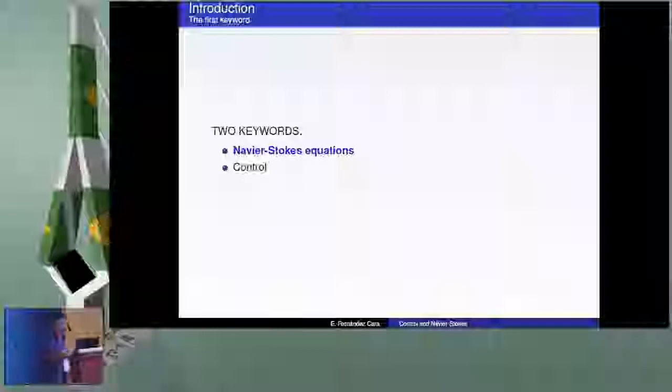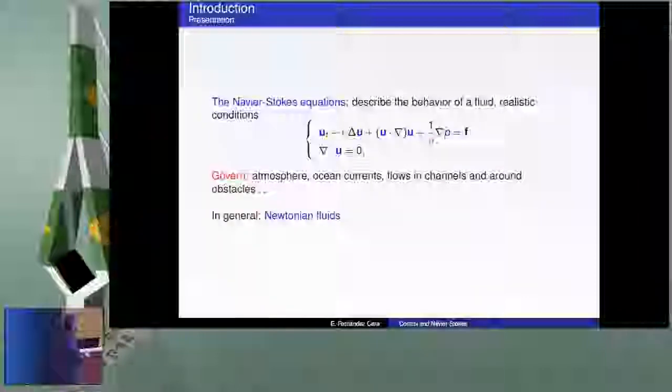There are two key words in the talk. The first one is Navier-Stokes equations. Let me explain a little bit the origin and the meaning of this system. In general terms, we can say that the Navier-Stokes equations are the equations of fluids. They describe the behavior of a fluid under realistic conditions. And as you can see, it's not an equation. It's a system in which you have several unknowns. One of them is the velocity field, u, and the other one is the pressure, p, and it can be used to describe the behavior of many kinds of fluids that we find in nature and also in engineering: the atmosphere, ocean currents, flows in canals around obstacles. In general, what are called Newtonian fluids.